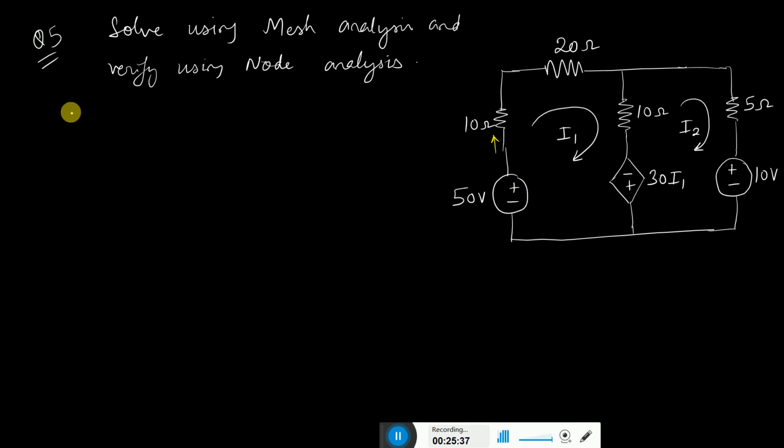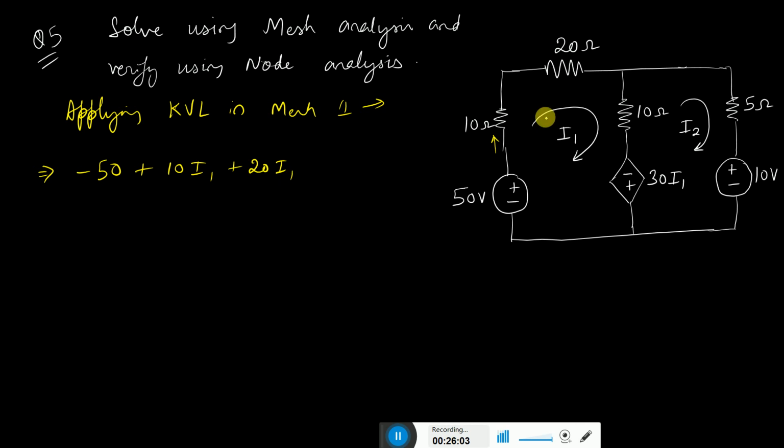So applying KVL in mesh 1, we can write like this. First is a minus sign, so minus 50, then plus 10 with only I1, then 20 multiplied with only I1, then 10, but this 10 is not with only I1, rather it is I1 minus I2, then minus 30 I1 is equal to 0. So you get a long equation like this.